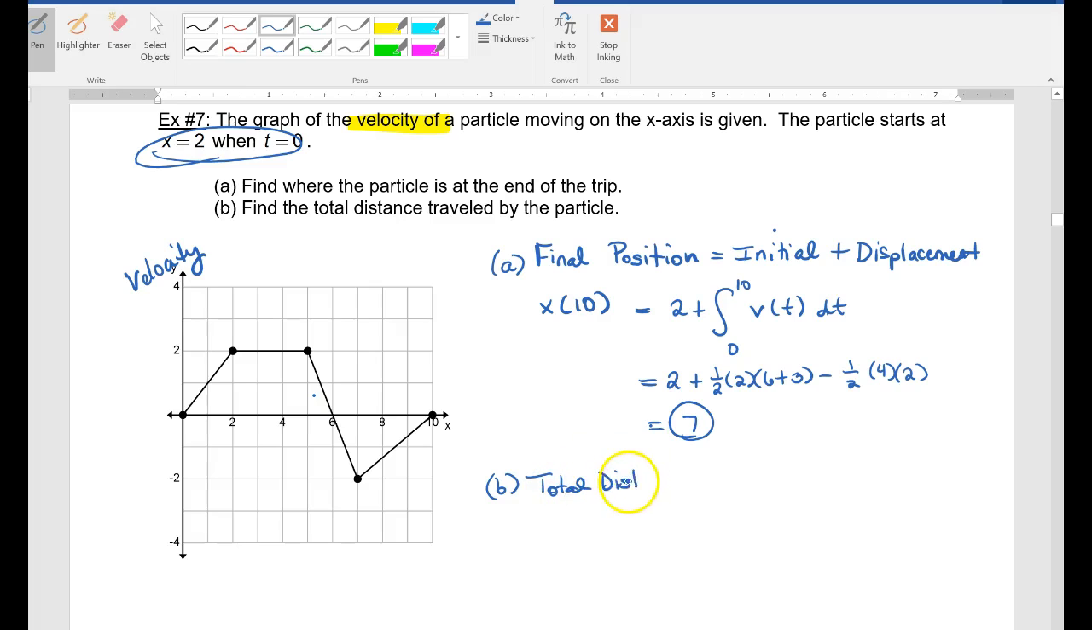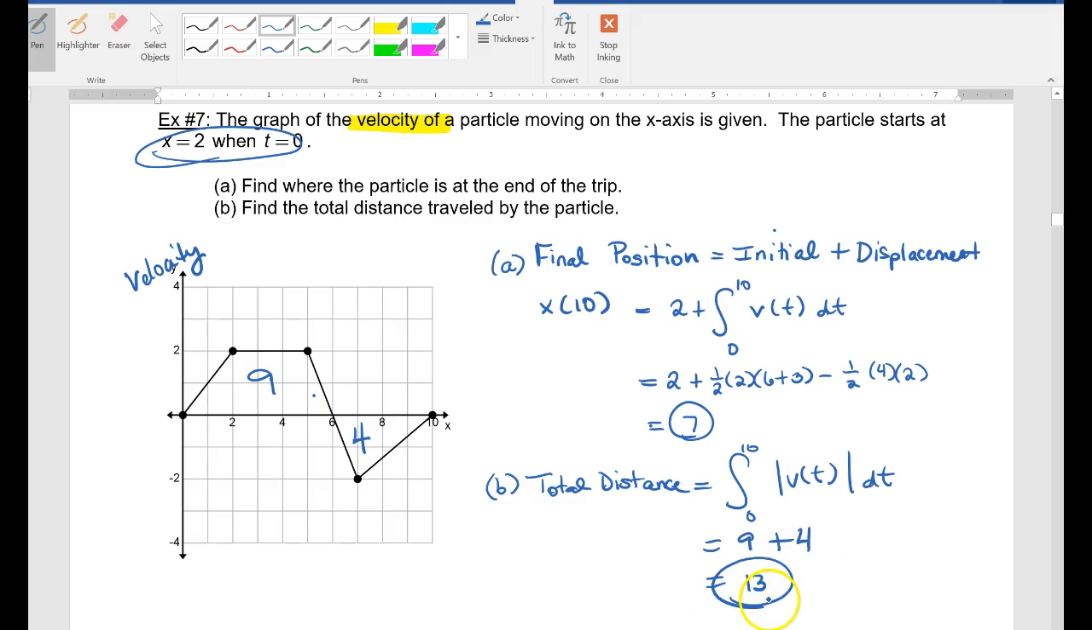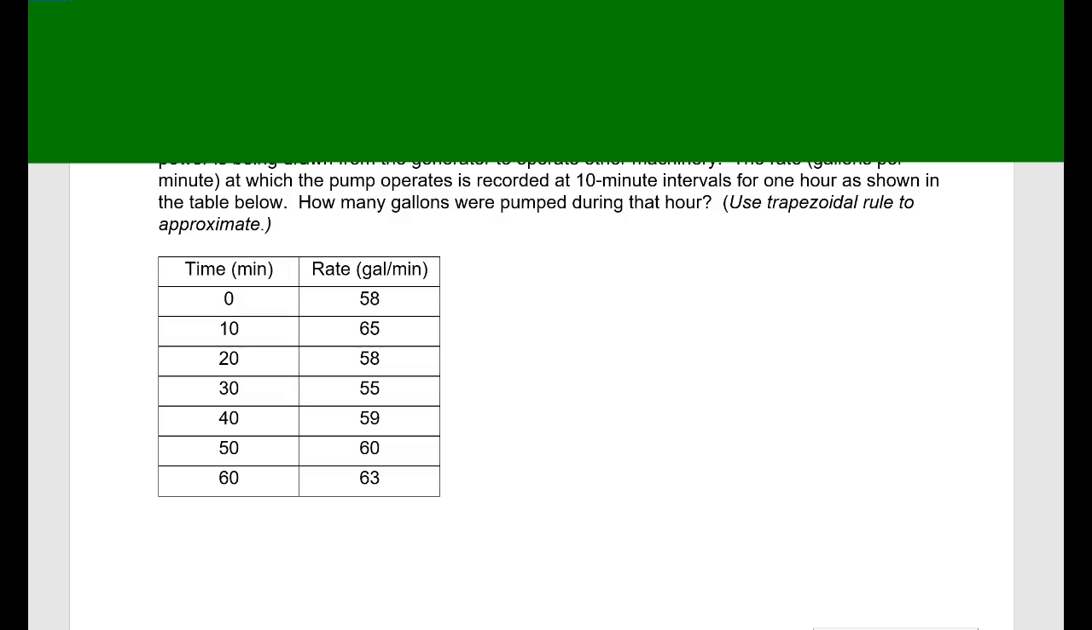Okay, how about total distance? Right, so I want the absolute value of v of t dt. So do I care about the 2 position in the beginning? No. I just want to make sure I have this area, which was 9. This was 4. So I want to add those two, and we get 13.